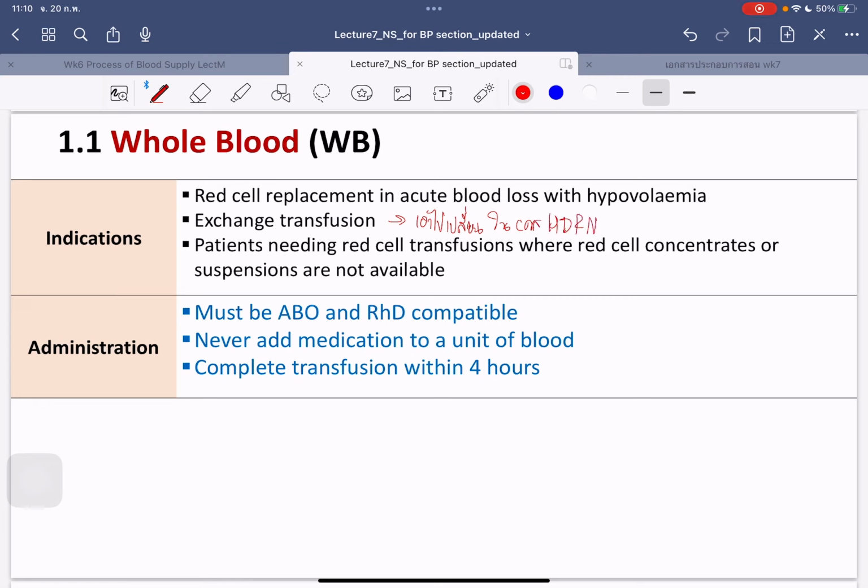Transfused whole blood or red blood cell must be ABO and RH compatible. The important thing is never add any medication to the blood unit. Sometimes they think that if they have to find another blood vessel to give the medication, it takes time and is hard for them. So they just inject into the blood bag and then the patient is in a dangerous situation. And one unit of whole blood has to be transfused within 4 hours. Why 4 hours?